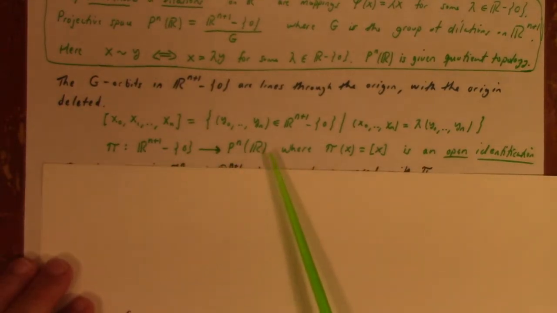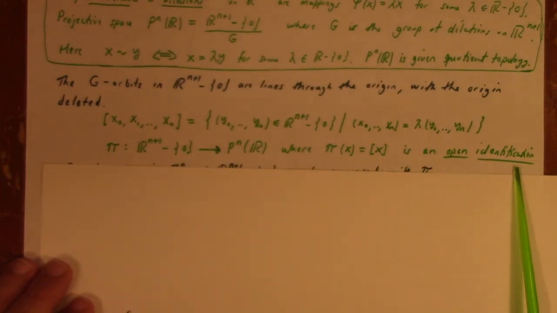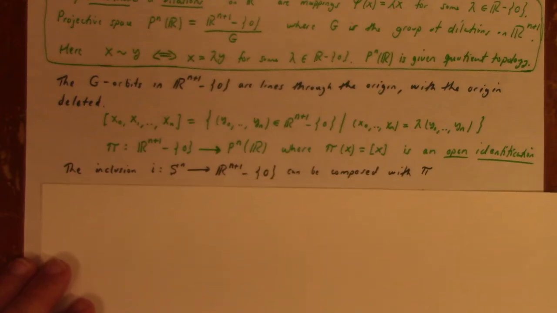And the quotient map is just pi of x, the equivalence class generated by x, right? And this is an open identification. And we can look at the inclusion map from the n-sphere, which is a subset of R^(n+1), with that, right?